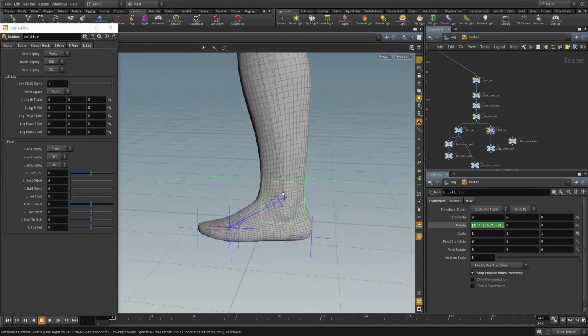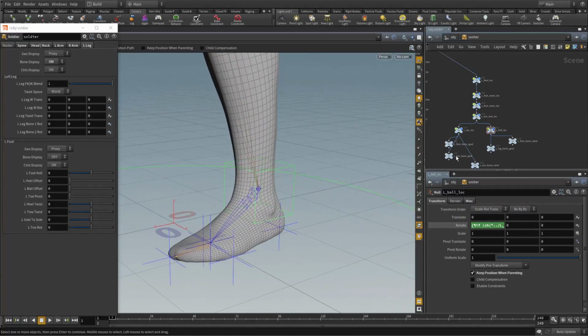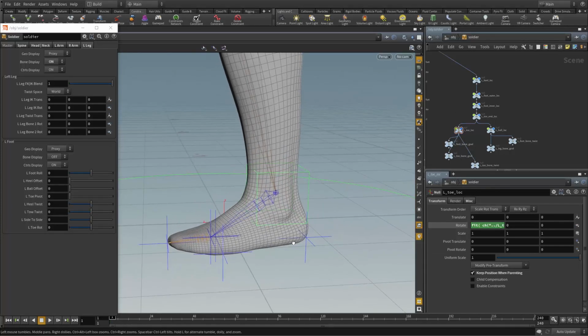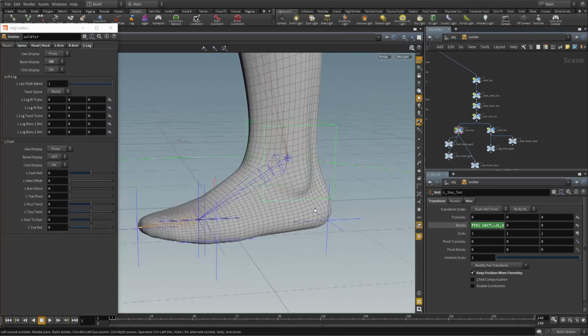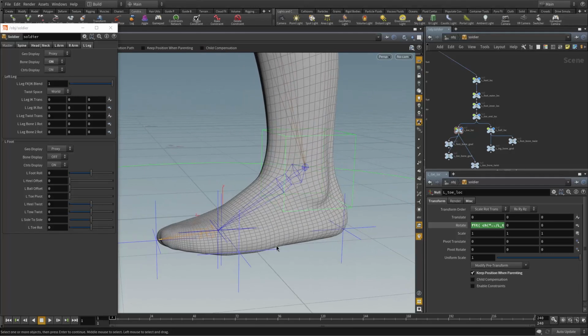Rather than have you sit there and watch me fill in all these expressions, I've gone ahead and hooked up all of these parameters to our nulls for our reverse foot. And what I'll do is just walk you through what I've done and give a little bit of explanation as to what these expressions are doing.